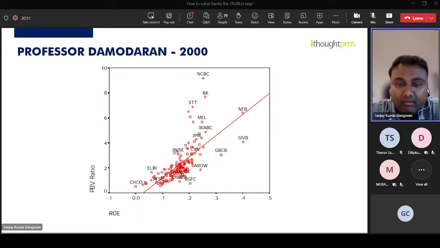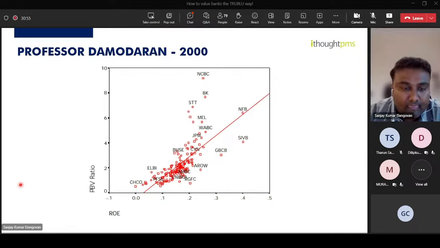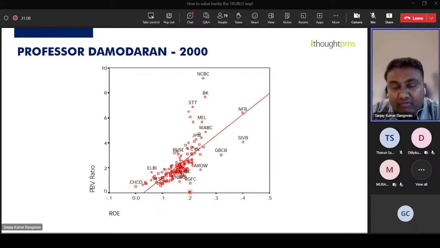So he's plotted, if you look at this graph, on the x-axis at the bottom, the ROE of the US banks. 0.1 represents 10% ROE and 0.2 represents 20% ROE. If you see, there's an exponential relationship changing beyond a certain point. It could be 15% ROE or 13, 14% ROE, where the price to book ratio, which is on the y-axis, starts jumping beyond a point, right? This was done in 2000.